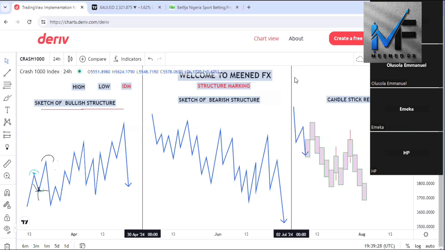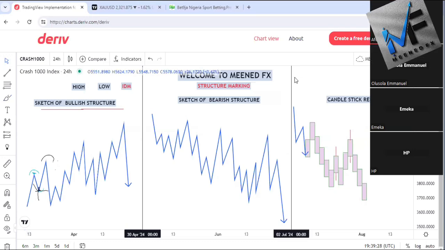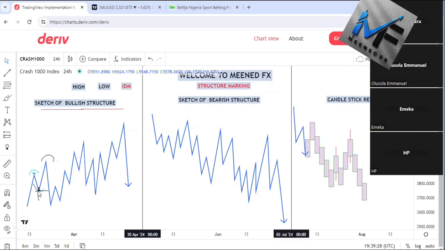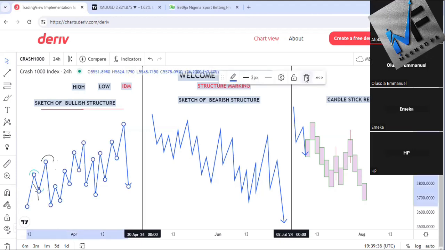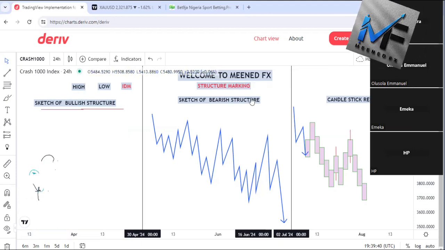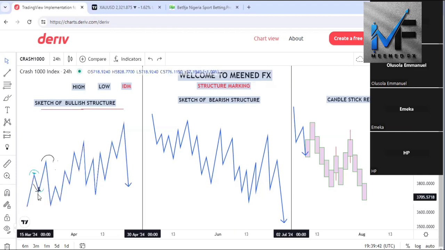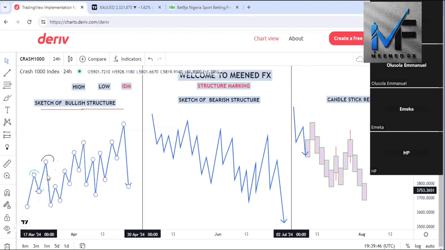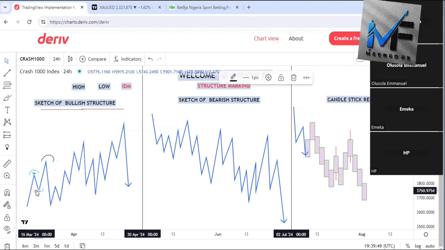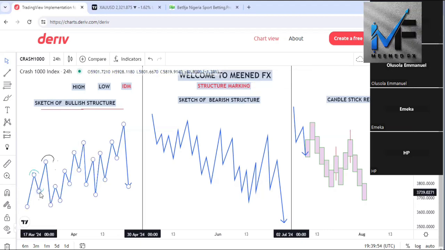Because price took out this immediate retracement low, that's just basically what I call it. You can call it any name you want to call it, but that's how I call it. So it took out that low, that immediate low, as inducement.